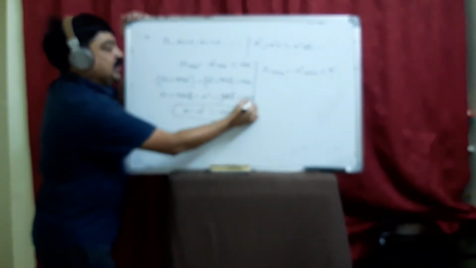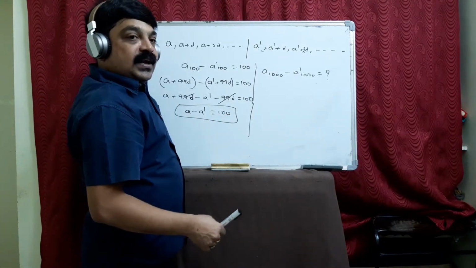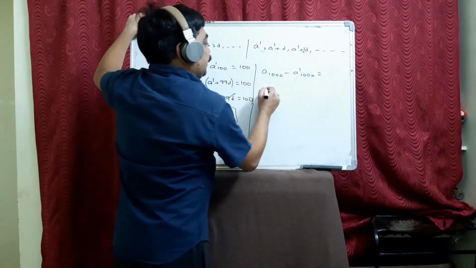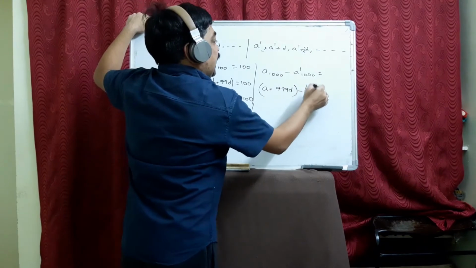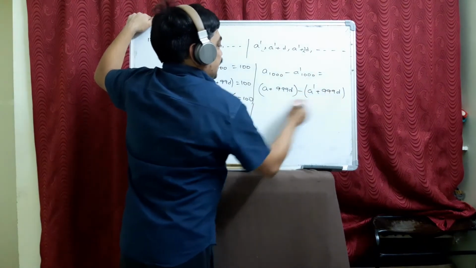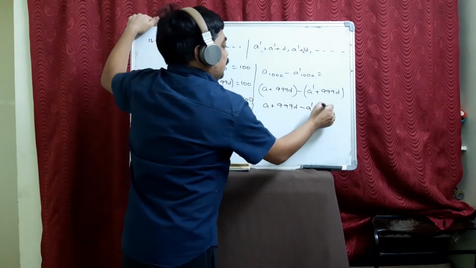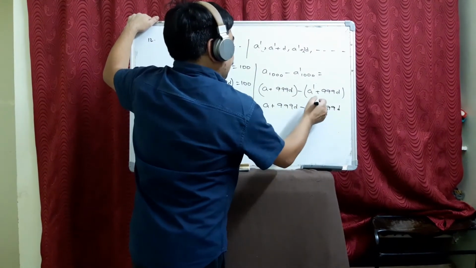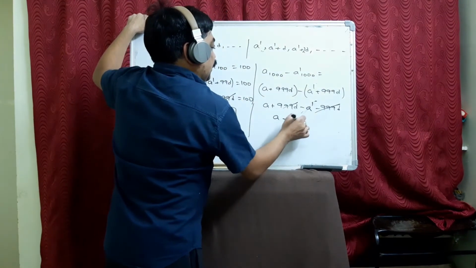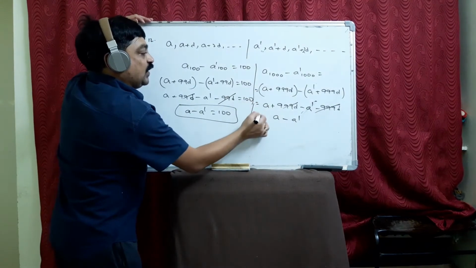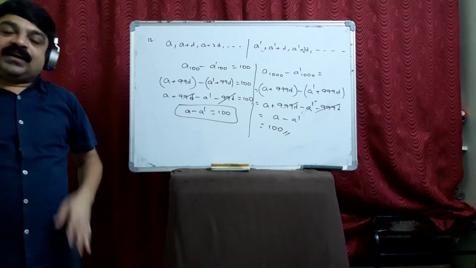We use this value later. Now we are asked to find a1000 minus a dash 1000. What is a1000? a plus 999d minus a dash plus 999d. Now let us subtract this: a plus 999d minus a dash minus 999d. You can cancel these two. What is this value here? We found this value already; it is nothing but 100. So the answer is 100.